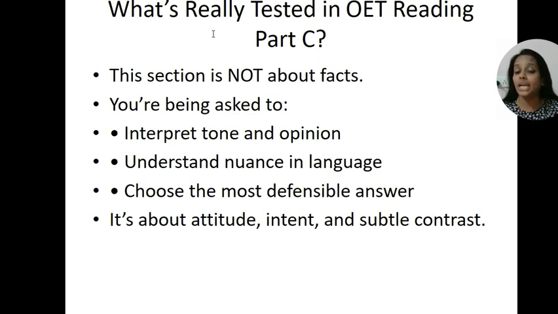You are not just being asked to read, you are being asked to interpret tone and opinion, understand nuance in language, and choose the most defensible answer. That means not the first one that looks right. So each passage is about a healthcare topic, yes, but the questions? You have to think about them. They are designed to test your critical reading skills. What the writer believes, what the writer implies or feels. So, this section is not about facts, it's about attitude, intent, and subtle contrast.